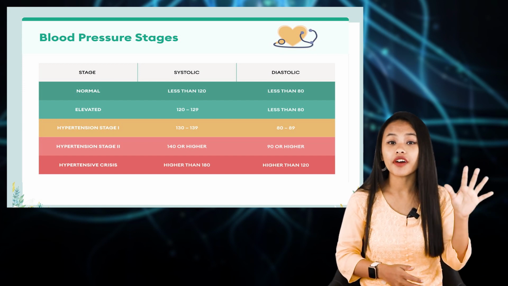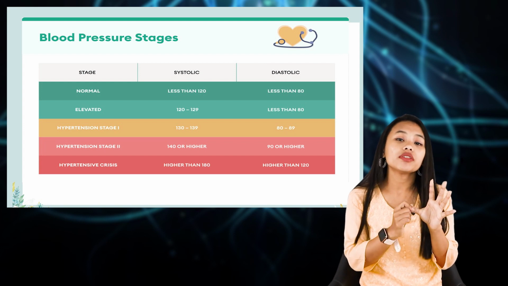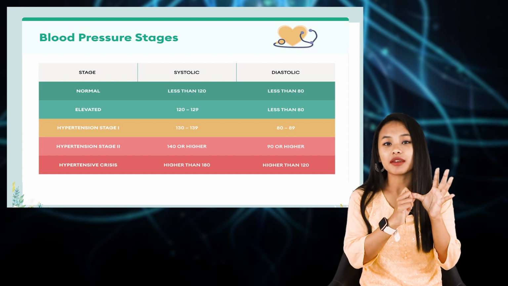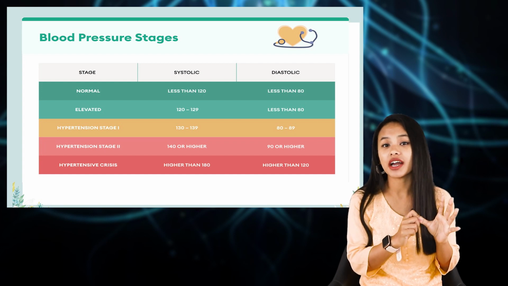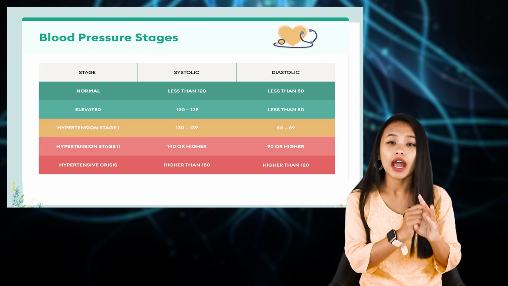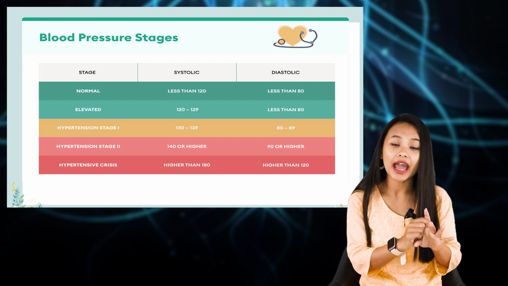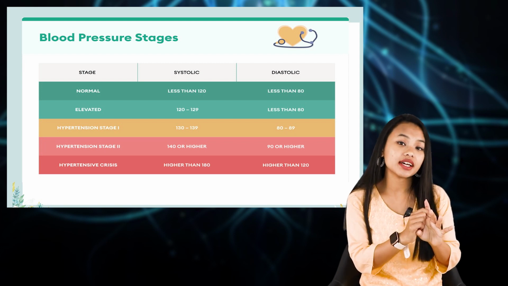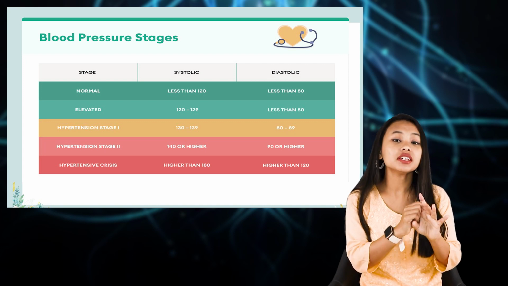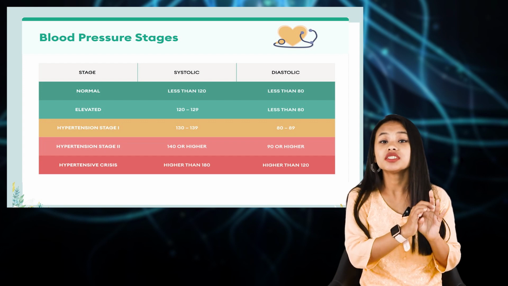So here there are 5 stages. The first one is the normal stage, that is when the systolic is less than 120 and the diastolic is less than 80, then it can be said that it is on the first stage, the normal stage. And the second one is the elevated. So here, if the systolic is between 120 to 129 and the diastolic is less than 80, then it falls on the second stage, the elevated stage. And then the third stage is the hypertension stage 1.